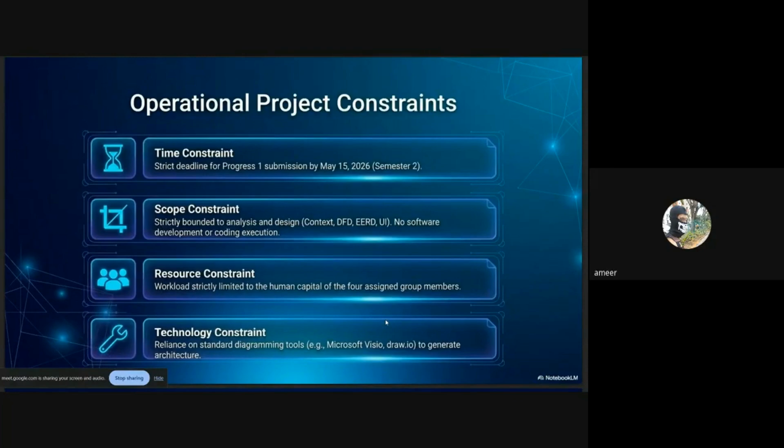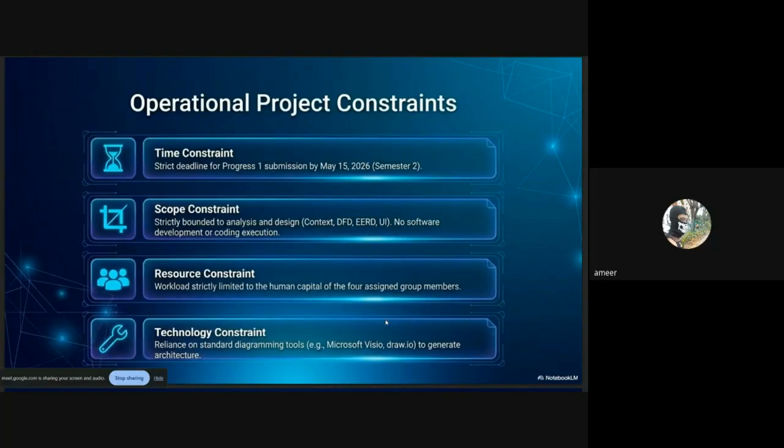Every system design has constraints, and ours was shaped by 4 primary factors. And one of them is time constraints. We adhered to a strict deadline for our Progress 1 submission by May 15, 2026 during semester 2. And secondly, scope constraint. The project is strictly bounded to analysis and design models. No software coding or development was executed.